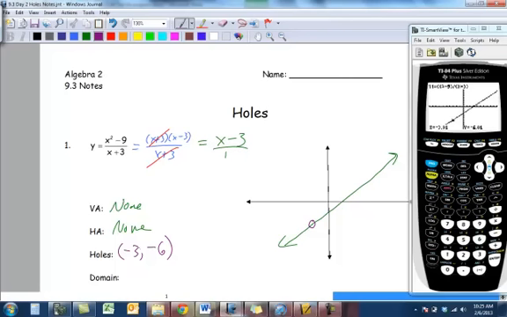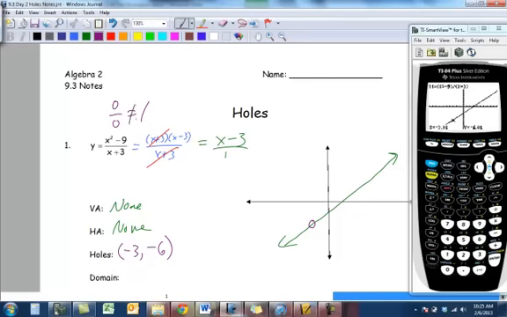Now here's the thing. If we were to plug negative 3 into the original function, what would we get? Well, negative 3 squared is 9, minus 9 is 0, divided by 0. Now some of you might think, well, 0 divided by 0, anything divided by itself is 1.